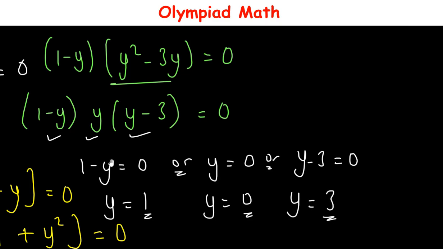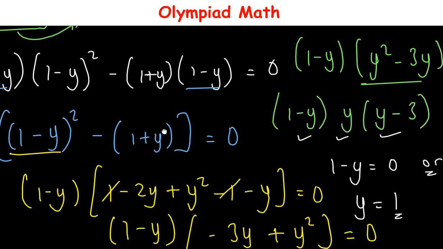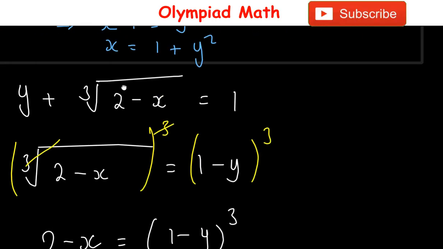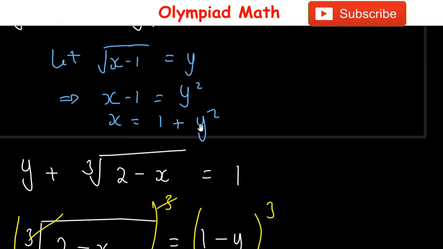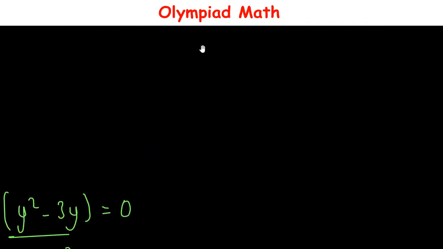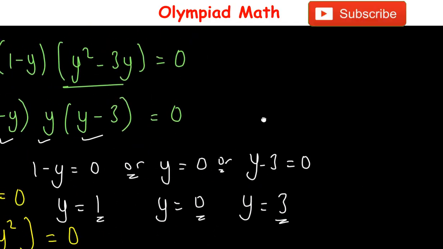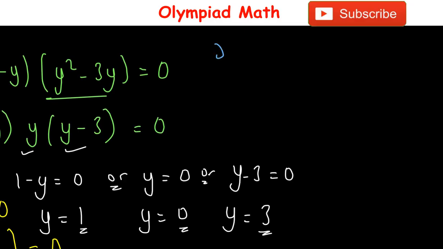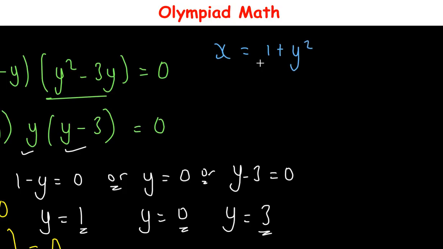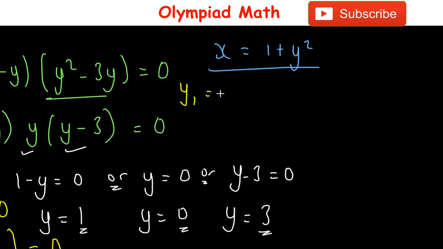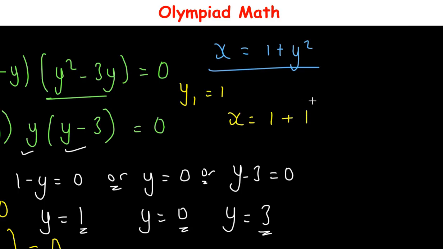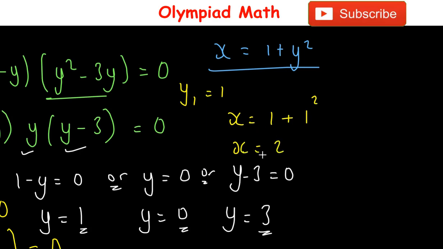But then, the goal is to solve for the value of x. So recall that from here, we said x equals 1 plus y squared. So for the first value of y, y1 is equal to 1, the value of x is equal to 1 plus 1 squared. 1 squared is 1, 1 plus 1 is 2, and this is the first value of x.